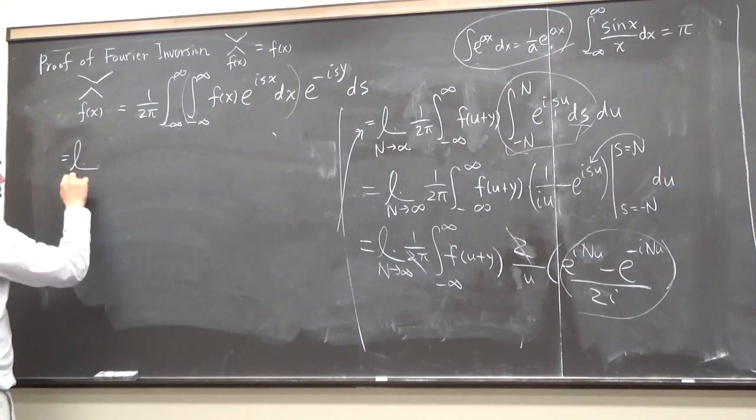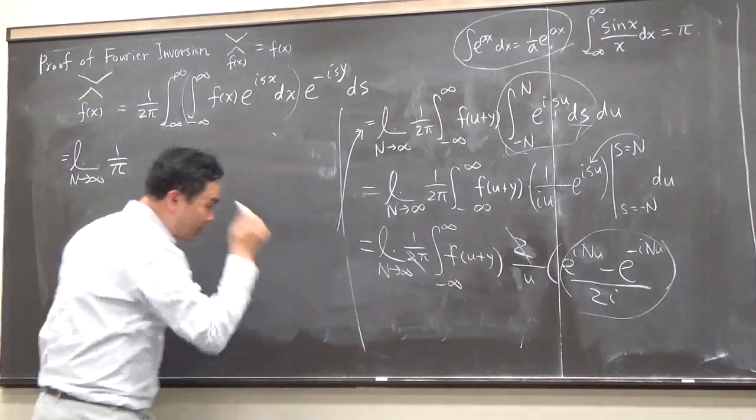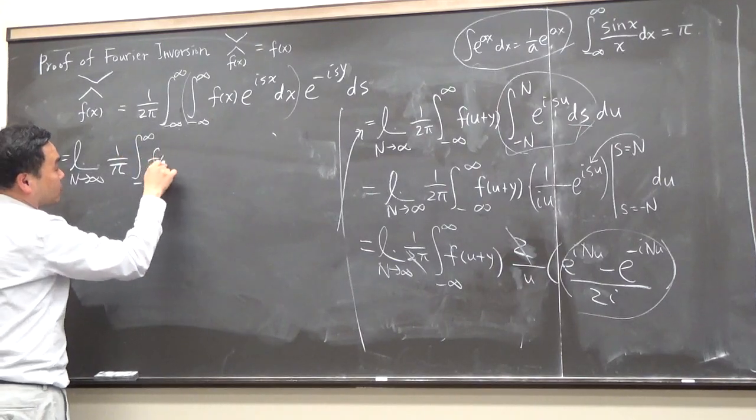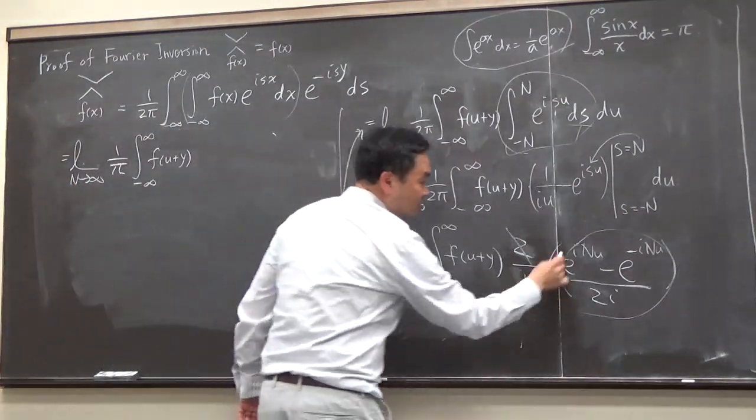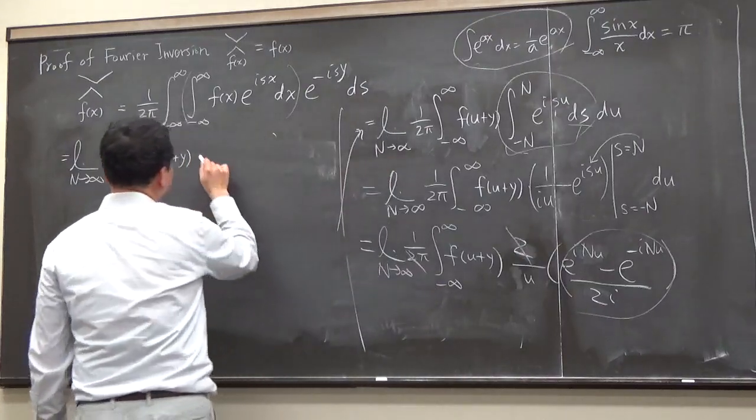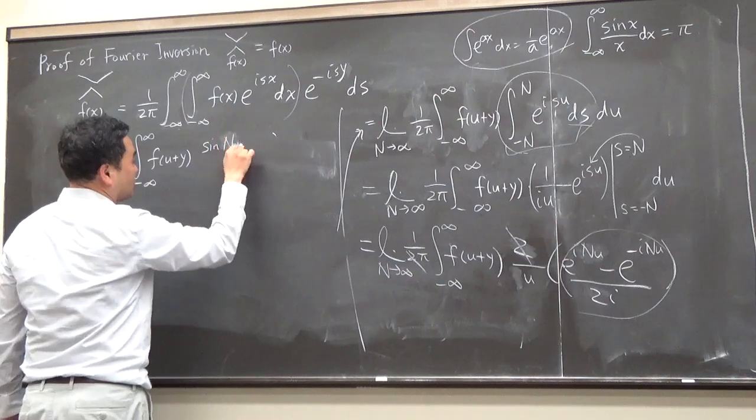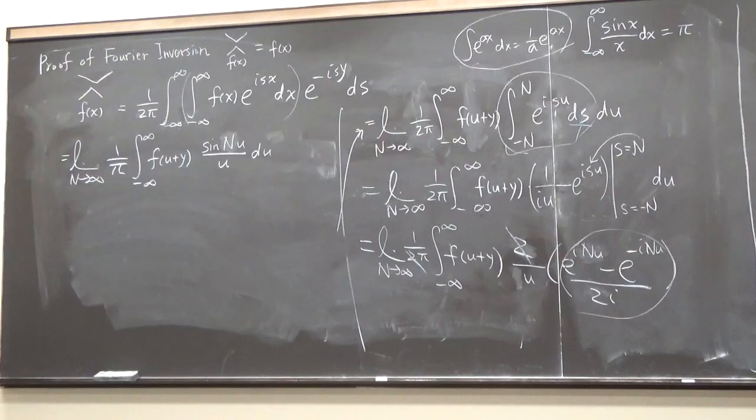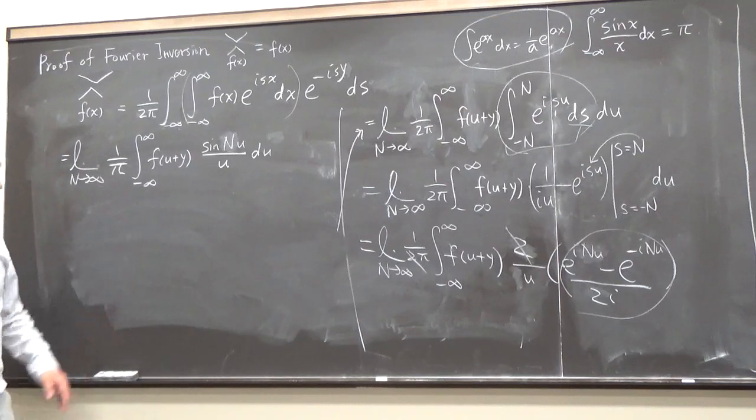It's the limit as n goes to infinity, 1 over pi, because this 2 canceled away, integral from negative infinity to infinity, f of u plus y, and this is sine, and it's over u, so we have sine of nu over u du. Okay, so we have to compute this one.